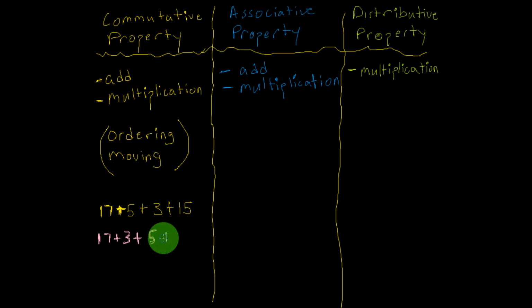So 5 plus 15. Now some of you guys might have already solved this problem in your head, but if we think about it, we've commuted the numbers around, we've reordered them, and from here all we have to do is group numbers together to add them. So we know that 17 plus 3 gives you a value of 20, and 5 plus 15 gives you a value of 20, and 20 plus 20 gives us a value of 40. Cool stuff.